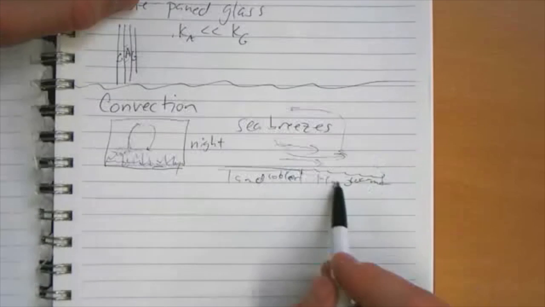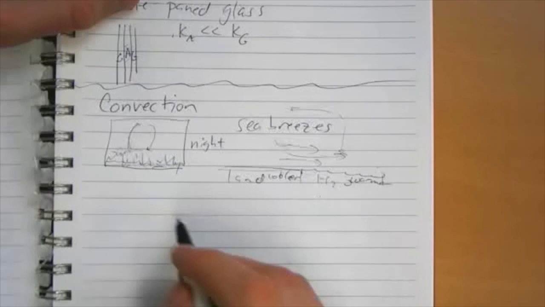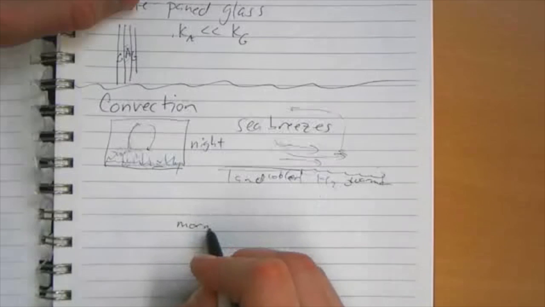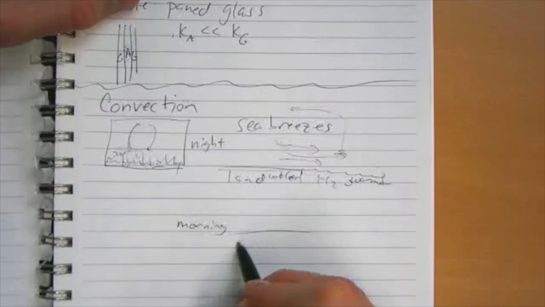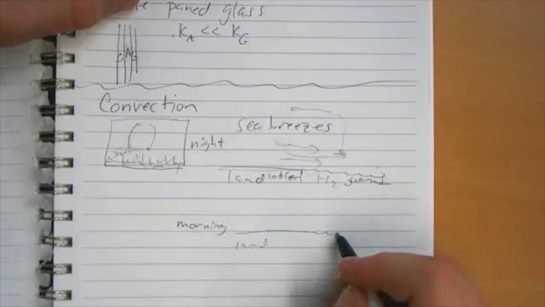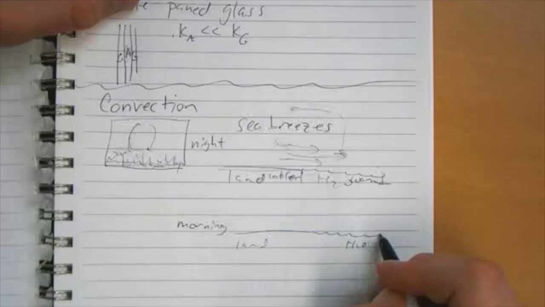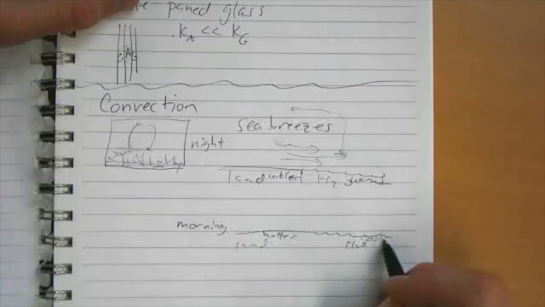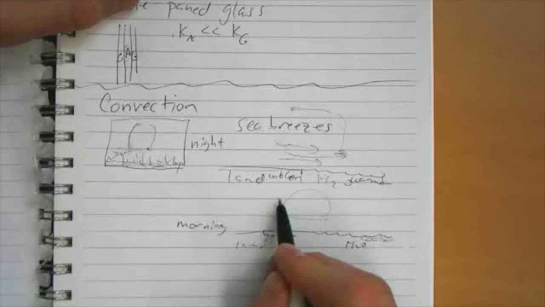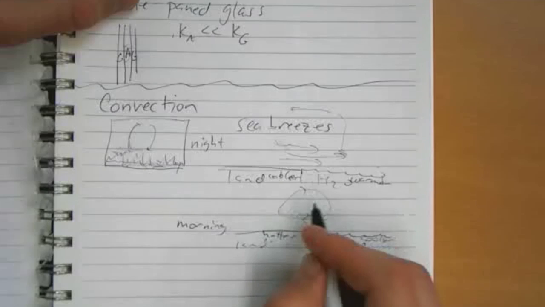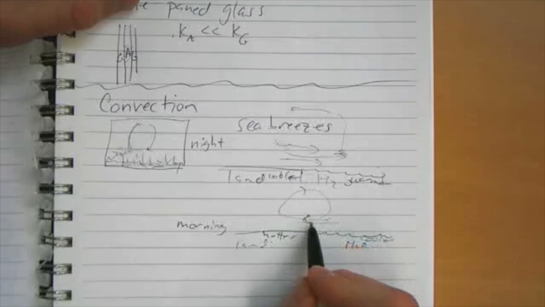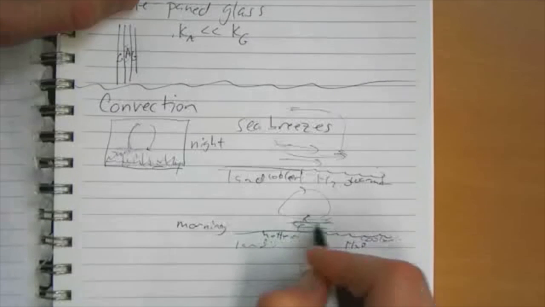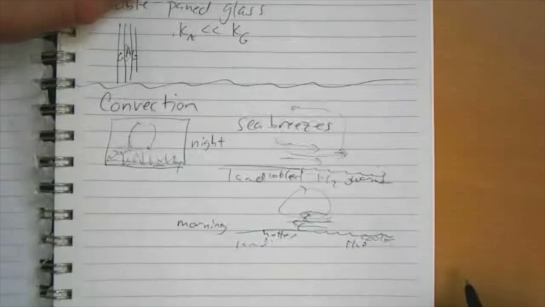Then in the morning, the reverse happens. Everything is cooled down, and then as the sun comes up, the land heats up faster. So the land is hotter, and the water is cooler, and then the reverse cycle happens, creating a breeze that you feel coming in from the water. Just an interesting little application of convection.